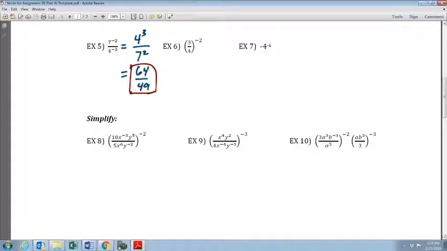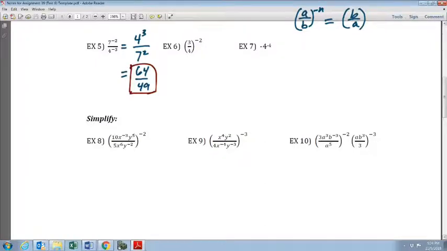Now there's another property I should show you that deals with fractions. If you have a fraction like a over b to the negative n power, that's equal to b over a to the positive n power. Again, it goes back to this reciprocal idea. Notice I just flipped the fraction and changed the sign of the exponent. So this is really handy when you have fractions with negative exponents.